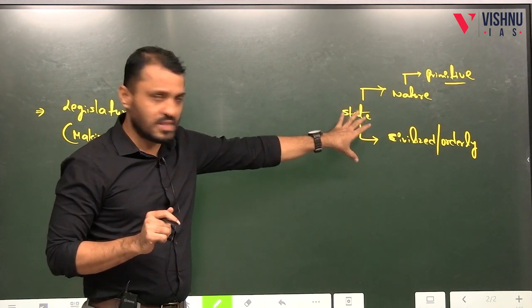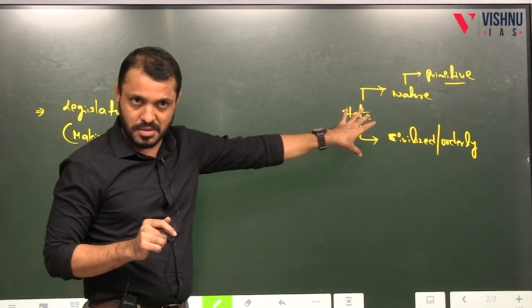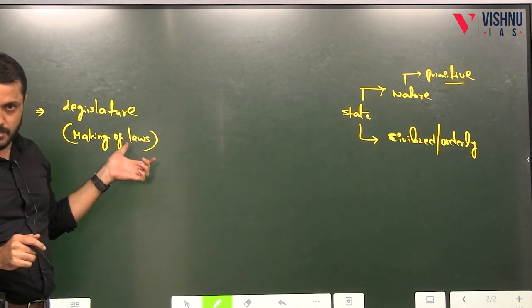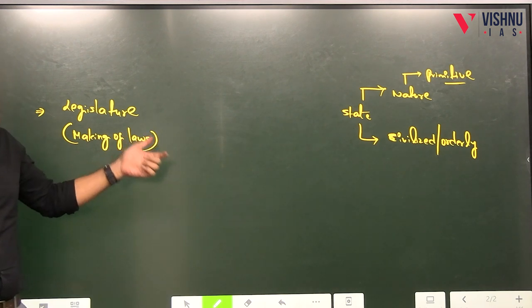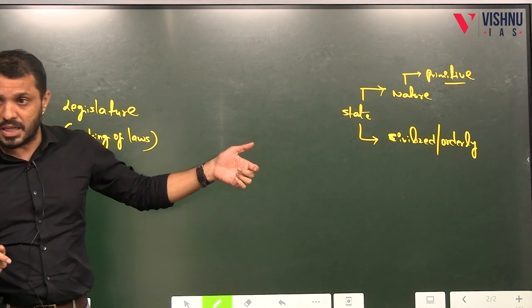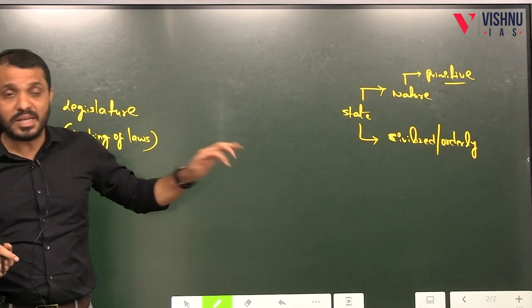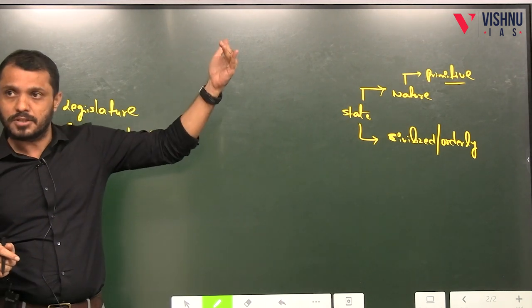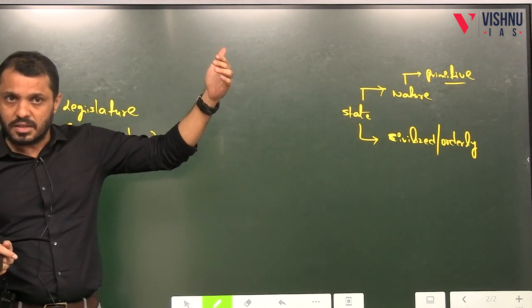This kind of ordered civilization can be ensured or can be possible only by making a law. So laws will ensure the civilized society. If these laws are not implemented properly, then the society will not be in a civilized manner, and society will go back to the primitive stage.